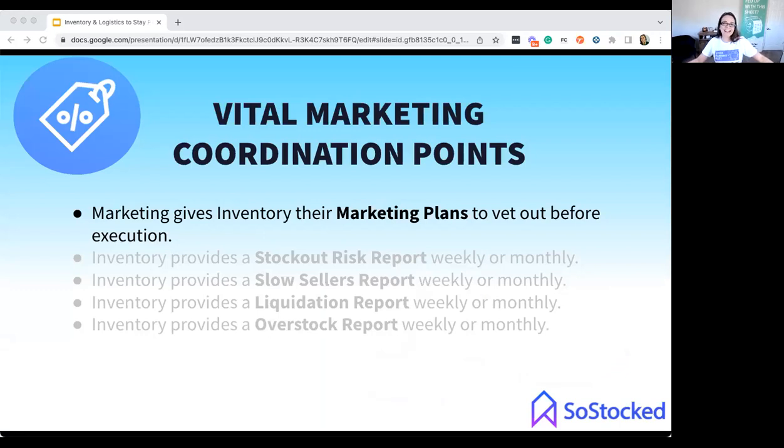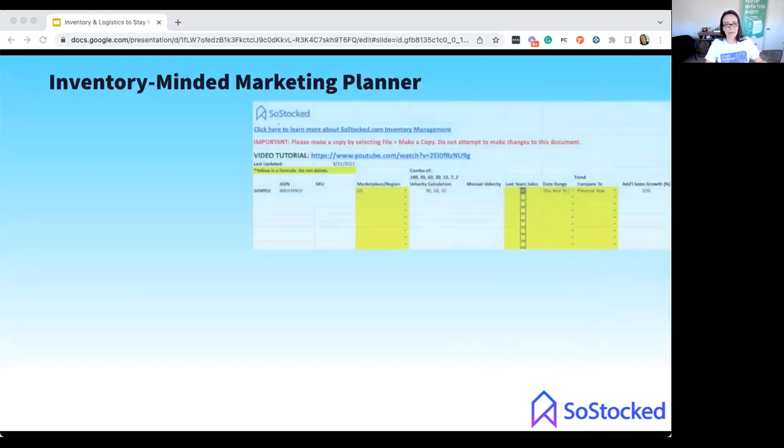First and foremost, marketing needs to give inventory the marketing plan to vet out before they execute that plan. Not after, before they execute that plan.